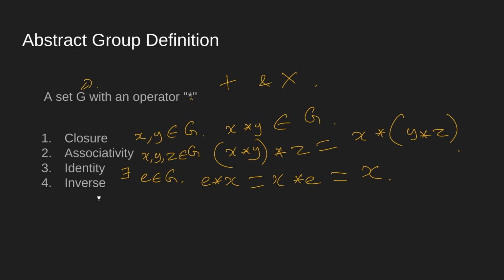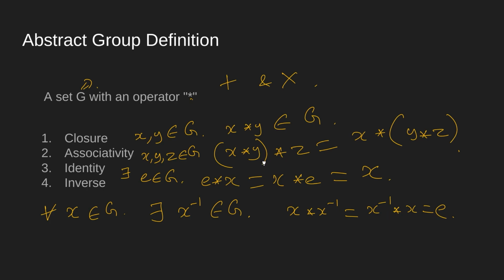And inverse. Inverse means for every x in G, there exists an x inverse from the same set G, such that x star x inverse should be equal to x inverse star x. Both of them should be equal to the identity element E.